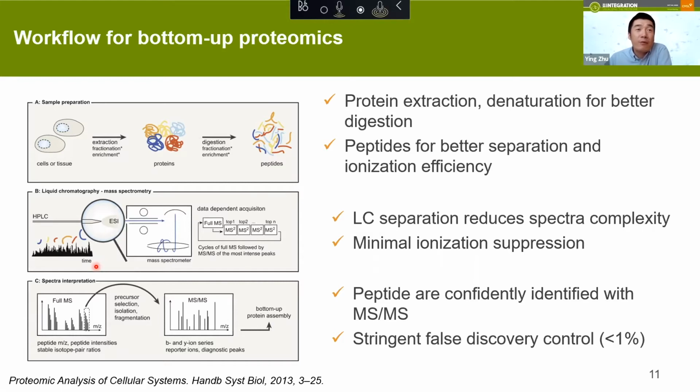Finally, after getting all the data sets, we usually use database search tools to match the MSMS spectrum to the database predicted spectrum to identify the protein, and then integrate the peptide intensities into protein intensity to quantify the protein abundance in the samples.